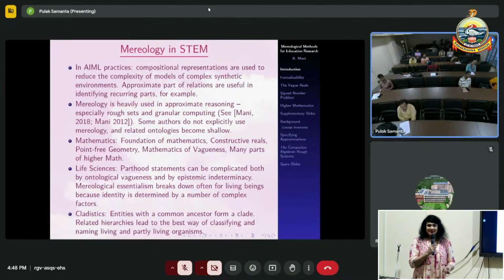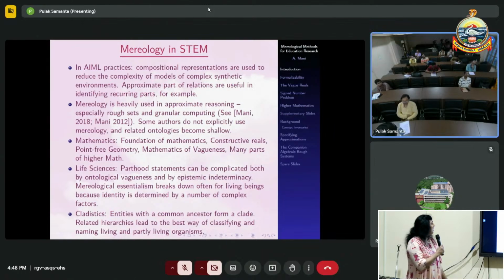As far as STEM is concerned, these are some examples where mereology is heavily used. For example, in AI/ML practices, compositional representations are used to reduce the complexity of models of complex synthetic environments. Approximate part-of relations are useful in identifying recurring parts. And of course, mereology is heavily used in approximate reasoning, especially in rough sets and granular computing. There are plenty of papers due to me.